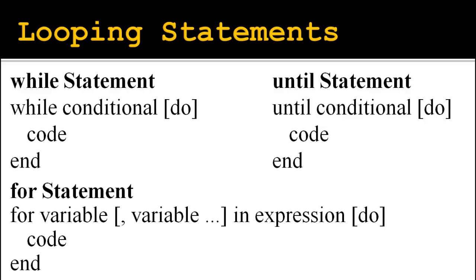Looping statements are sequences of statements that are executed repeatedly, zero or more times, while a given condition is satisfied. In Ruby, we have three different kinds of looping statements: while, until, and for. These are the syntaxes of the looping statements. Let us see one by one how these looping statements are used in our program.